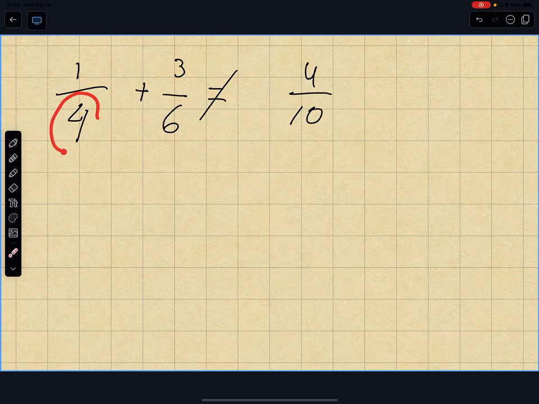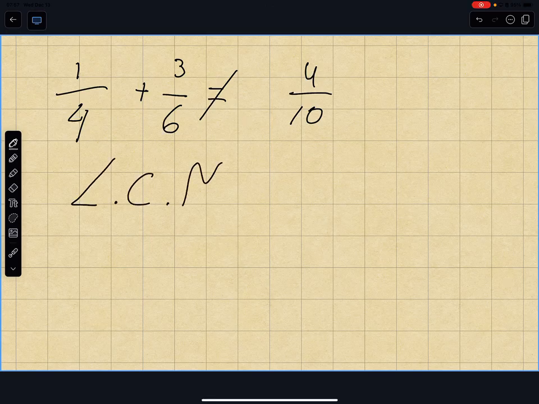Because the denominators are not the same. So what do I have to do? Make them the same. How do I do that? I need to look for a, as they call it, lowest common multiple of what? 4 and 6. So in the table of 4 and in the table of 6, what is the lowest number in that table that comes forth in those two tables that you can multiply with?